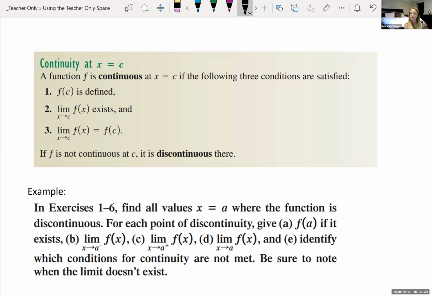If you come to one of these and you show that it doesn't work, then you can just say because this condition isn't satisfied, then it's not continuous there. And you can do these in any order. But one of the conditions is when you plug in x equals c into your function, it's defined.